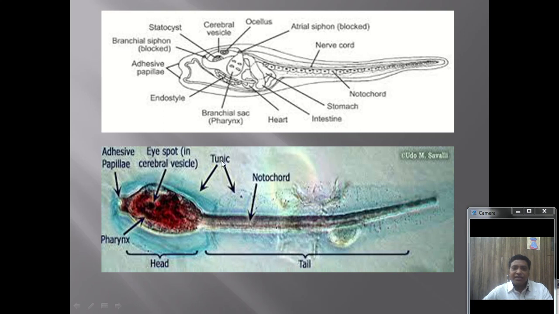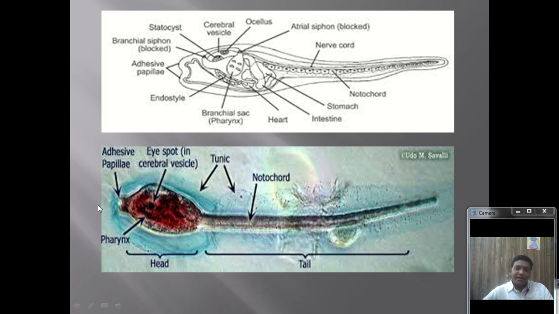Tunic. It is called the tunic. Now the role of this tunic is protective in function. The size of this larva is very important. What is the size of this larva? The size of this larva is 1.5 mm in length. This is the size of the tadpole larva.